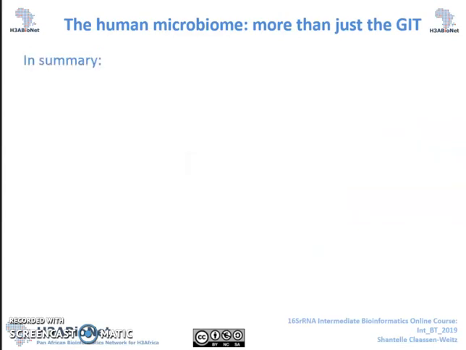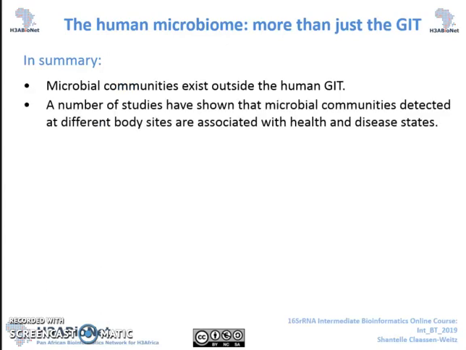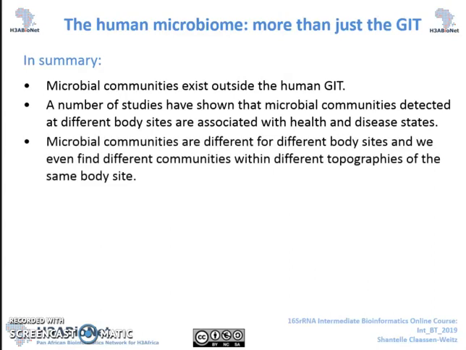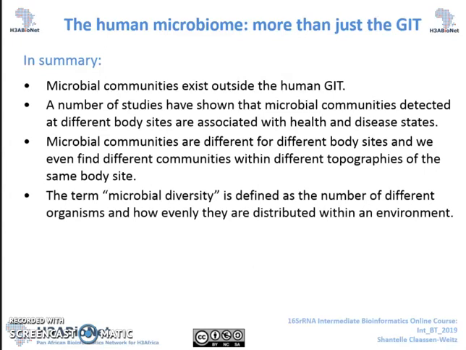In summary, microbial communities exist outside the human gut. A number of studies have shown that microbial communities detected at different body sites are associated with health and disease states. Microbial communities are different for different body sites, and we even find different communities within different topographies of the same body site. The term microbial diversity is defined as the number of different organisms and how evenly they're distributed within an environment.